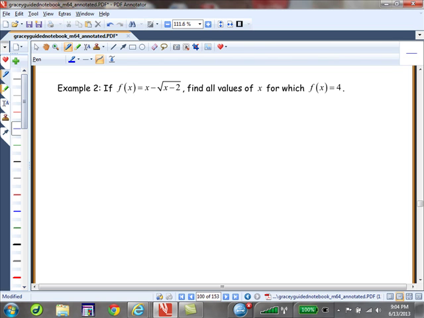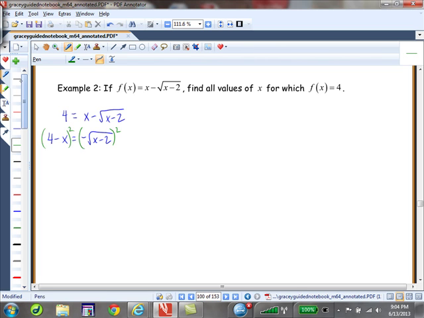So what are they really telling us here? They're telling us that they want us to put the function value equal to 4. So we would have 4 equals x minus the square root of x minus 2. And then we need to solve that equation. So we get the radical isolated: we can just go ahead and subtract x from both sides. We get 4 minus x equals negative root x minus 2. The negative will go away in the squaring.